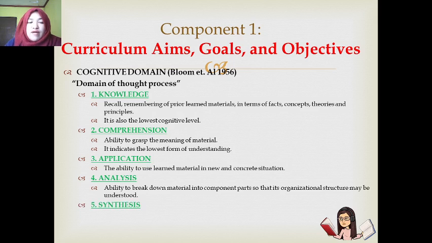For analysis, I usually use it in my science class, whenever we're doing activities in the laboratory. Then, number 5, synthesis.